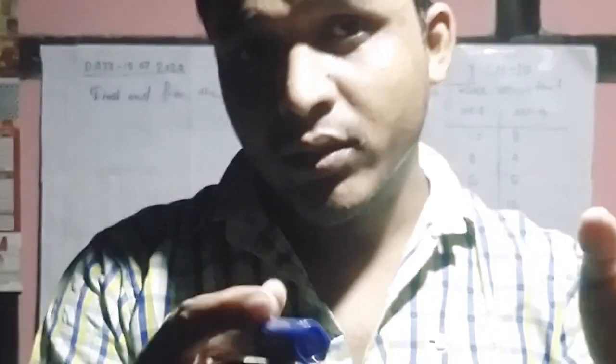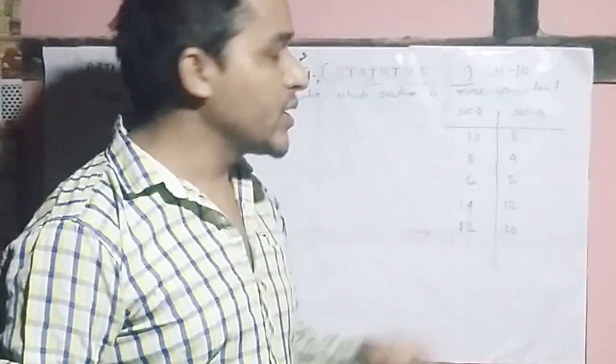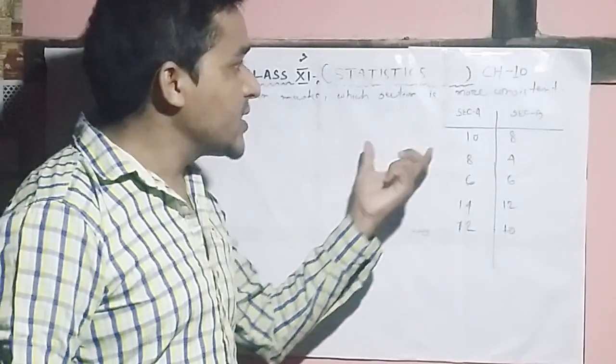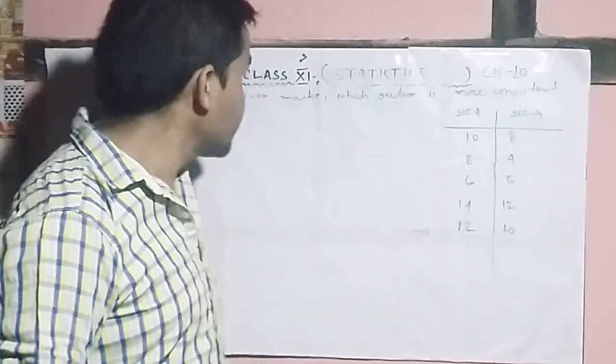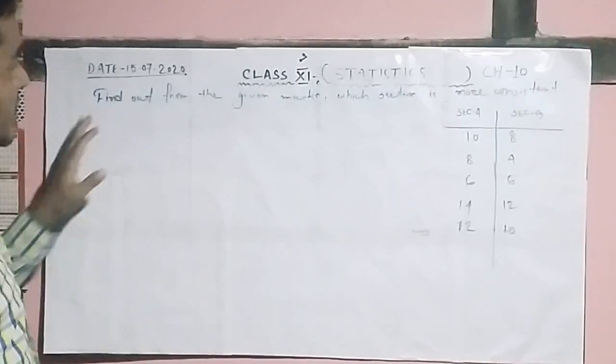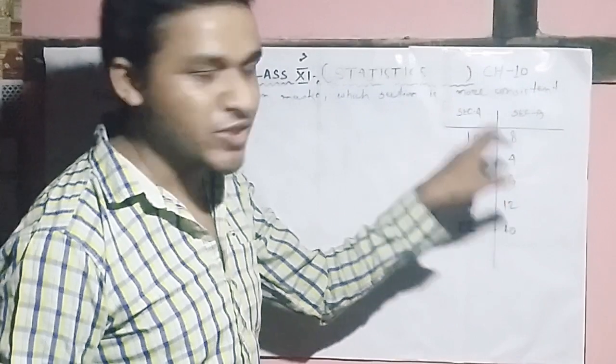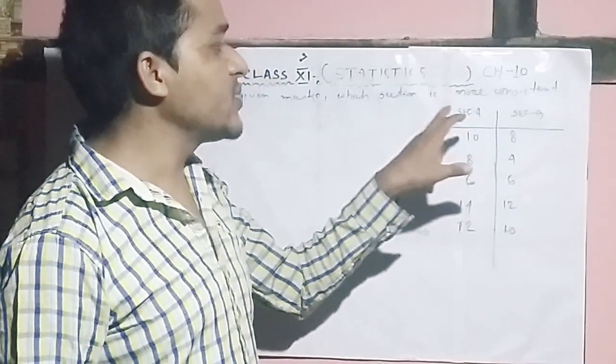Since I have started classes from today, I will randomly choose a topic from your class 11 and then try to solve it. Today I have taken a topic from the portion of statistics, that is coefficient of variation. I have taken the question: find out from the given marks which section is more consistent. Now which section is more consistent?